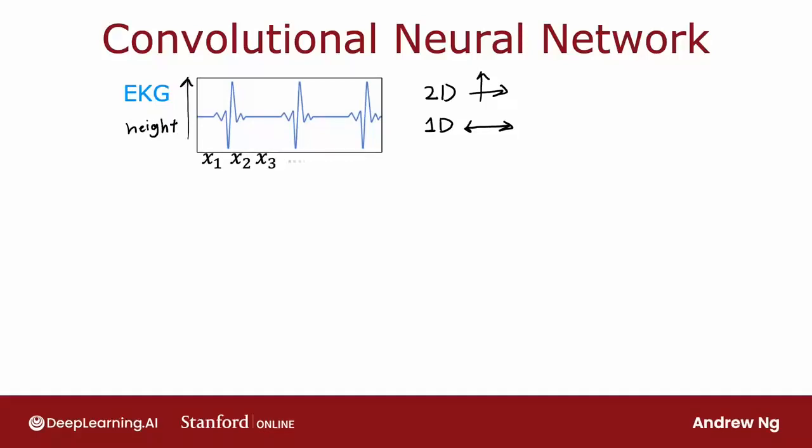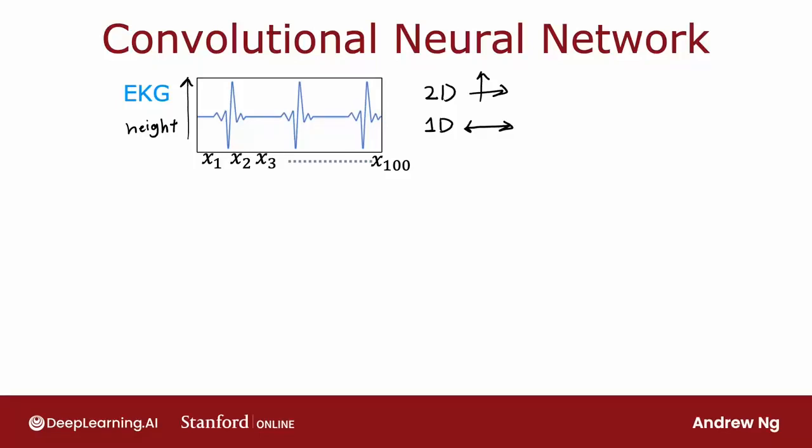So you may have, say, 100 numbers corresponding to the height of this curve at 100 different points of time. And the learning task is, given this time series, given this EKG signal, to classify, say, whether this patient has a heart disease or some diagnosable heart condition. Here's what a convolutional neural network might do.